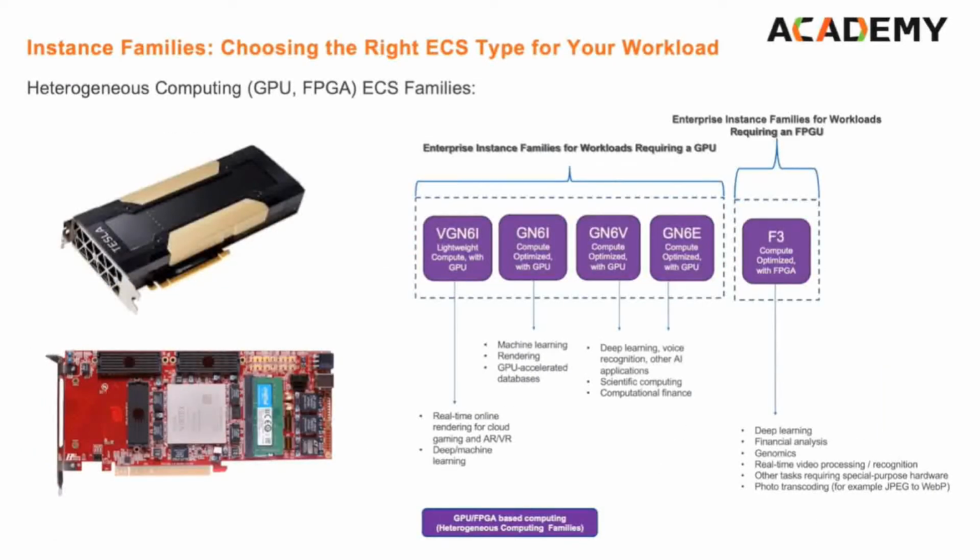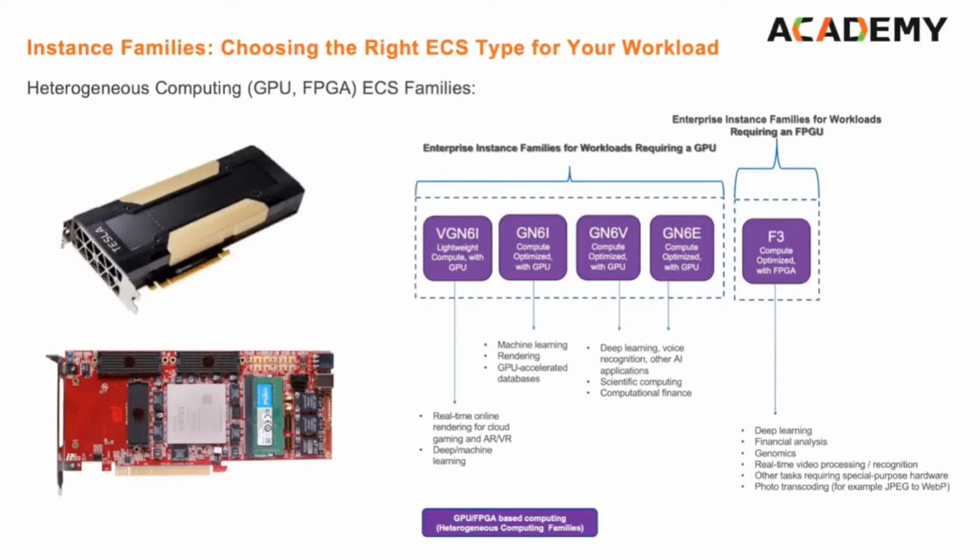And then for heterogeneous computing, we have the GPU or FPGA based ECS families. In the enterprise instance families for workloads which require a GPU, we have the VGN6i, which is the lightweight compute with GPU. It is used for real-time online rendering for cloud-based gaming. So here we can make use of the cloud-based gaming servers. And then for deep learning or machine learning, and even it is used for augmented reality and virtual reality.